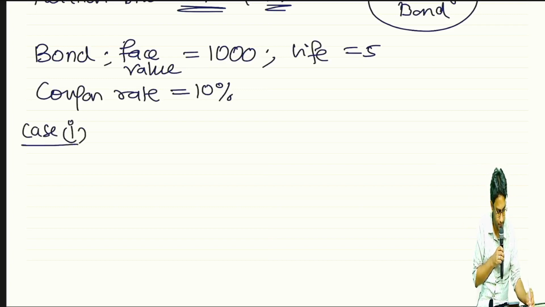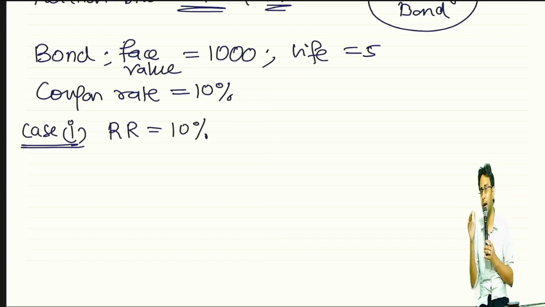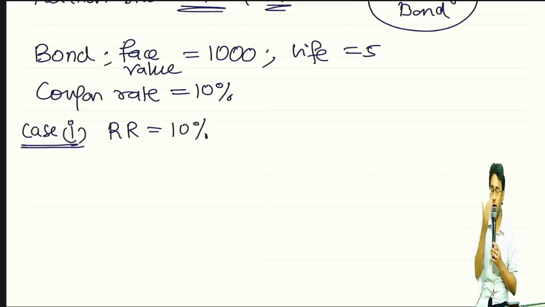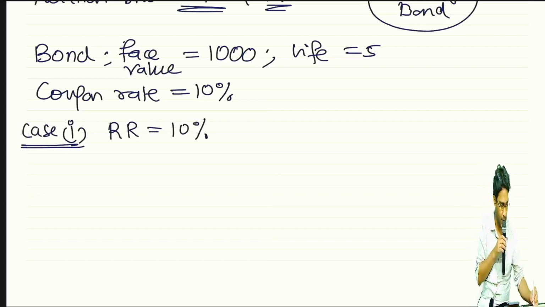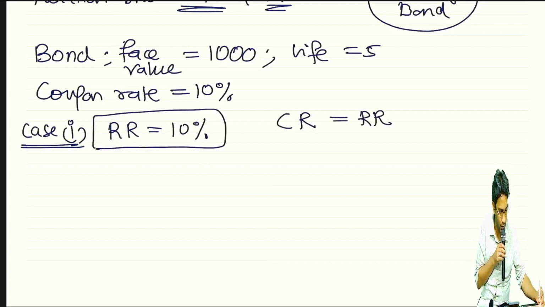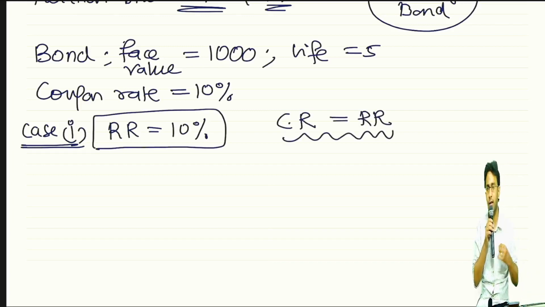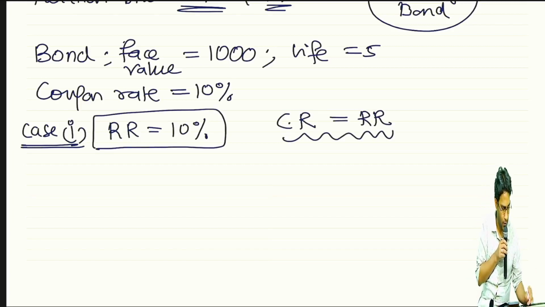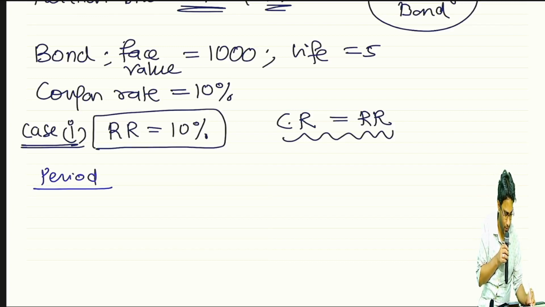Case 1: your required return is also equal to 10%. Coupon rate is 10, and the investor also wants 10. That means it is a scenario where the coupon rate and required return are the same. In this case, I want to work out the bond value, which is done the same way as the earlier tables.